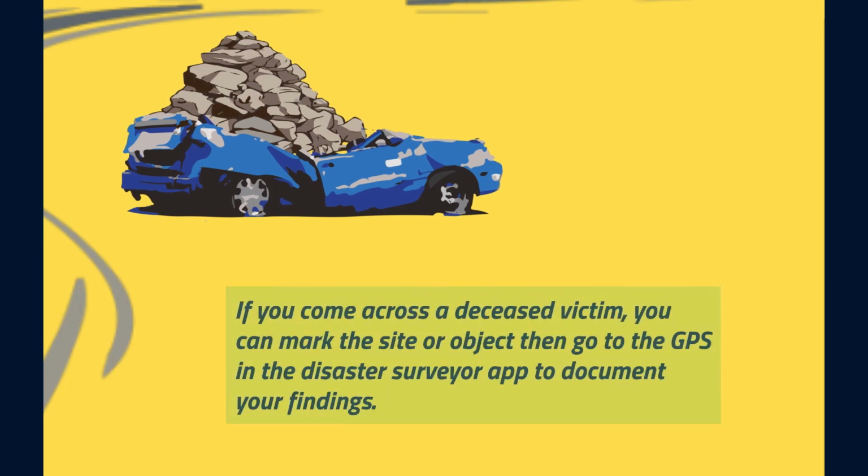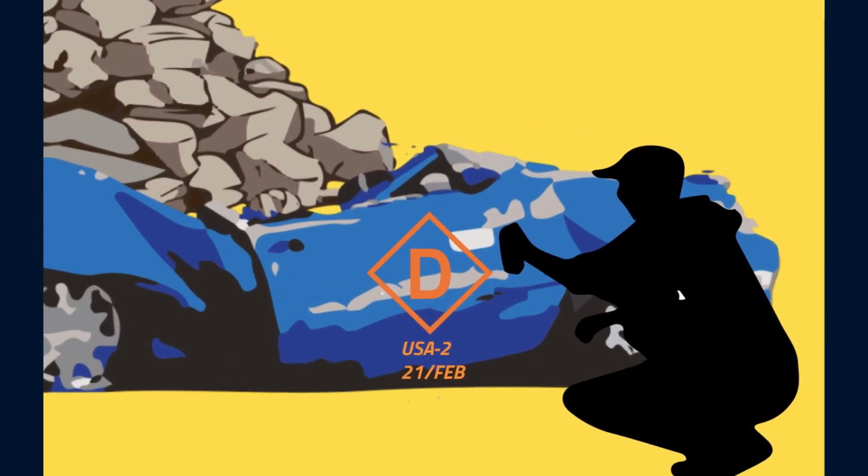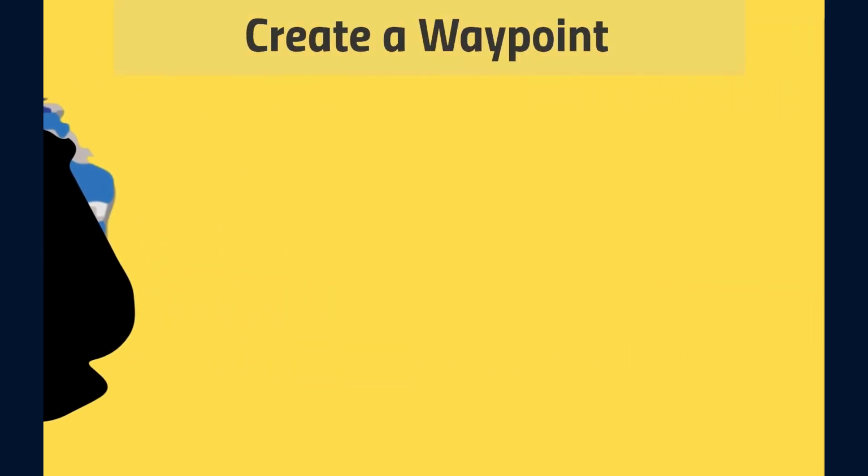So now let's say you came across a deceased victim. So it's a deceased only. So once again, we want to mark it, we want to document it, and we want to move on as quick as possible. So you're going to have your rescuer get out. He's going to put a rapid clearance marking with the diamond with the D for deceased only. You're going to have your team ID and date once again, and now we're going to go through and create a quick waypoint.